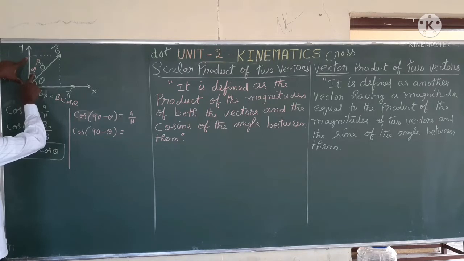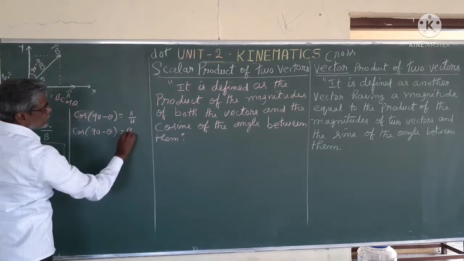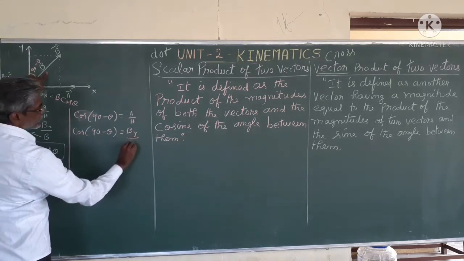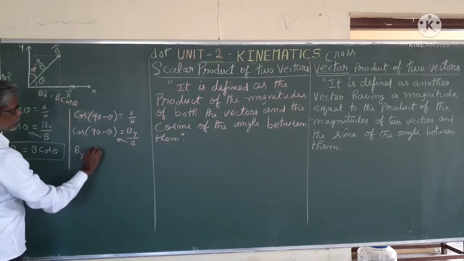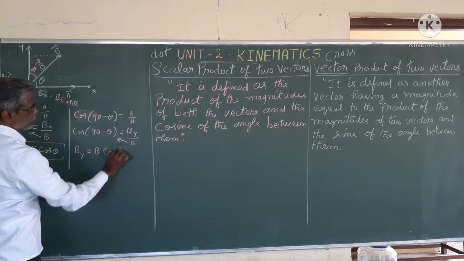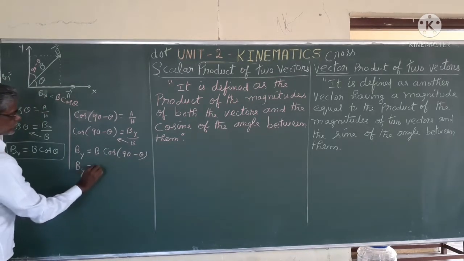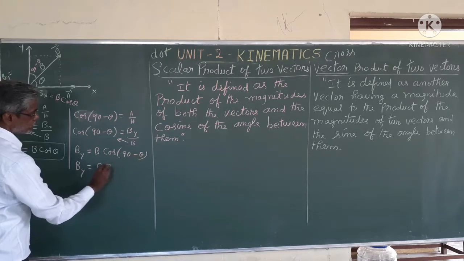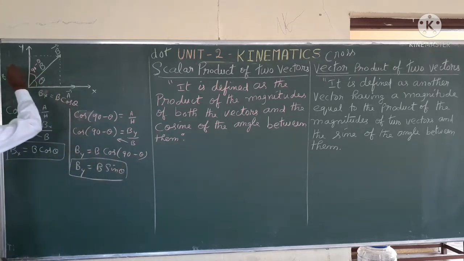This one is opposite. This is here the angle. This is opposite, adjacent, hypotenuse. So adjacent is what? dy. By hypotenuse is d. Cross multiply. So dy is equal to d into cos(90 minus theta). Cos(90 minus theta) is nothing but sin theta. So I can write dy is equal to d sin theta.